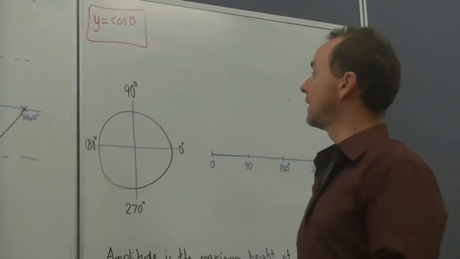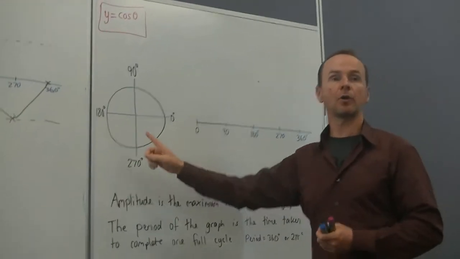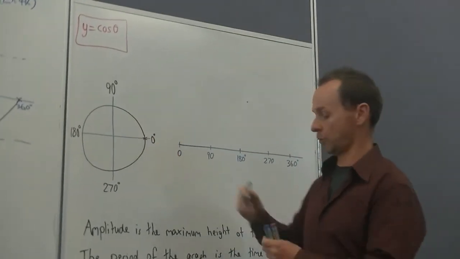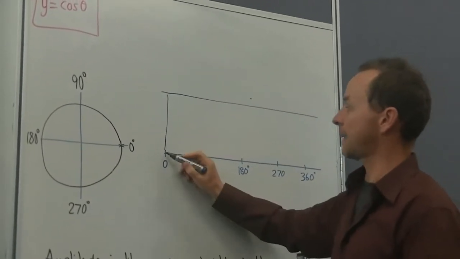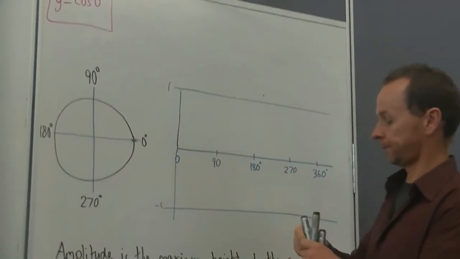Okay. Let's do the same thing with the cos graph this time. Remember, cos is the horizontal distance across. So, at 0, the horizontal distance is 1. So, let's straight away put our amplitude in. Talk about that in a minute. So, there's 1 and there's negative 1.